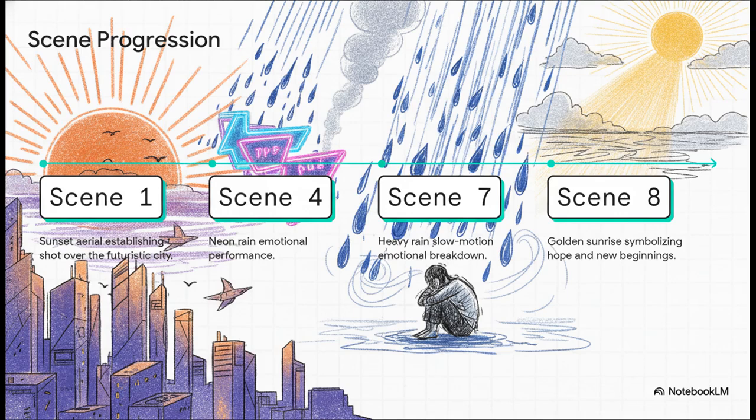We start up high with a gorgeous sunset establishing shot, getting the lay of the land. But by scene 4, we've dropped down to street level, into a gritty neon rainstorm, and the emotional stakes are really ramping up. Then we hit scene 7, which is rock bottom, the climax of the heartbreak. We're talking dramatic slow motion, heavy rain mixing with tears, the whole shebang. Finally, scene 8 gives us that deep visual exhale. The storm breaks, a golden sunrise hits, and a crane shot sweeps us back up into the sky.